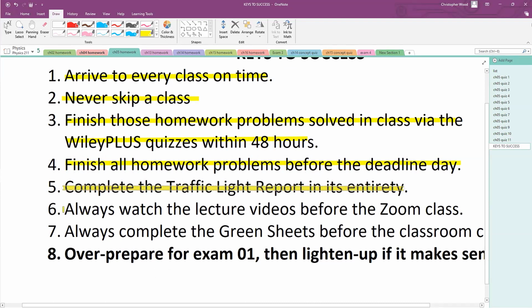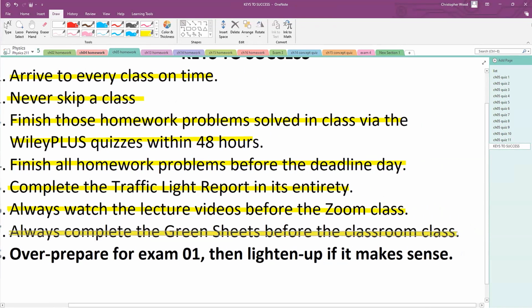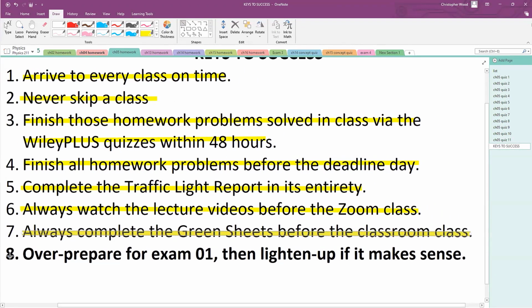Always watch the Zoom lectures. Always watch the lecture videos before Zoom class. Always complete the green sheets before the classroom class. And here's what you should do. You should over-prepare for exam 1. You should spend a ridiculous number of excessive hours preparing for exam 1.